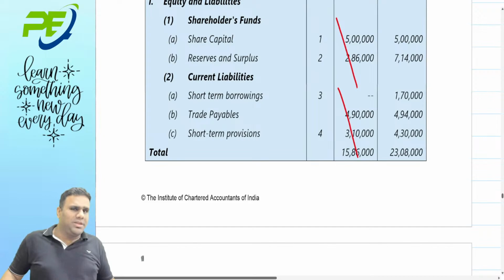Which balance sheet do we write opening balance? Who said that? They are doing NPO.